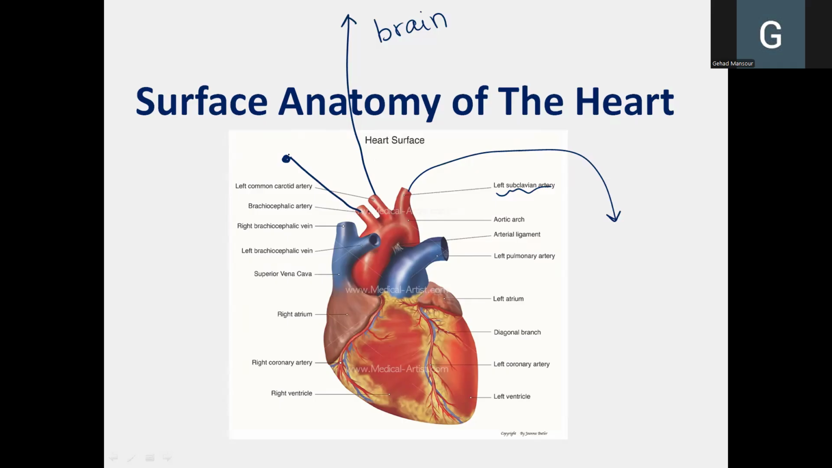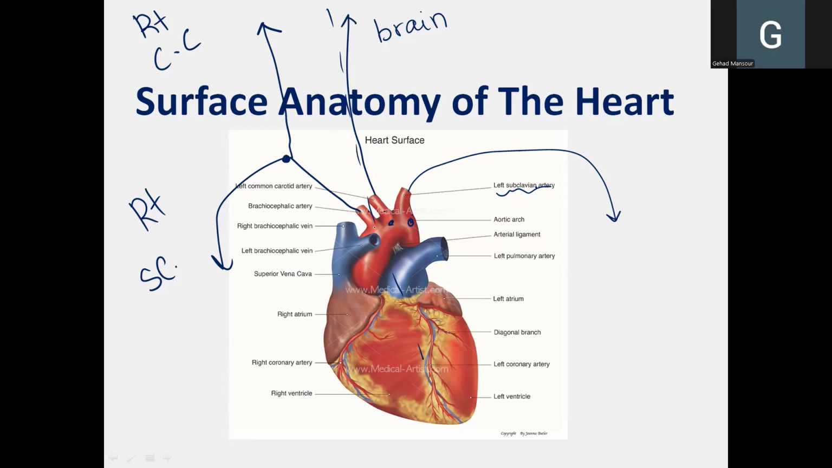And this brachiocephalic artery, the right brachiocephalic artery, will divide into the right common carotid artery and the right subclavian artery. So there is a difference between the left side and the right side. On the left side, the left subclavian artery and the left common carotid artery arise from two separate points on the aortic arch.